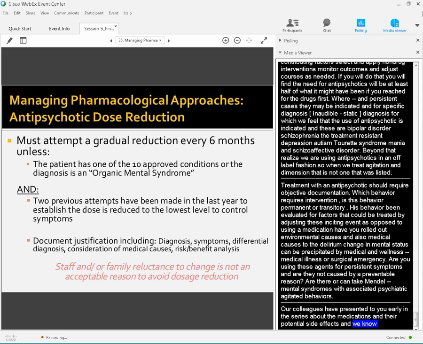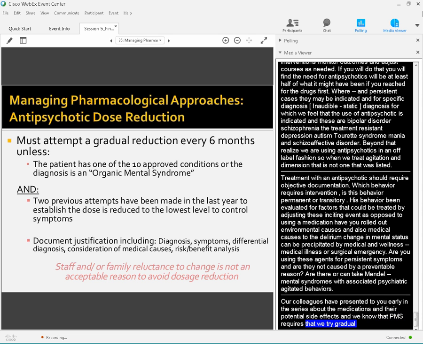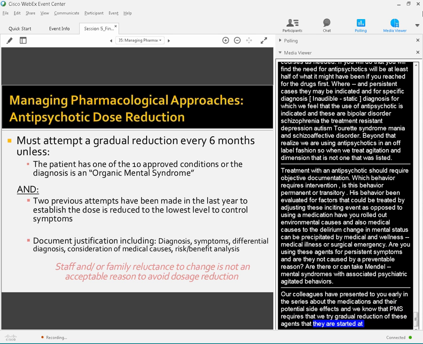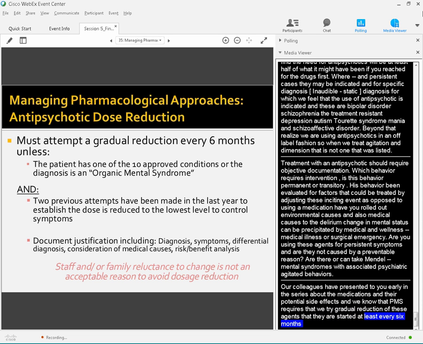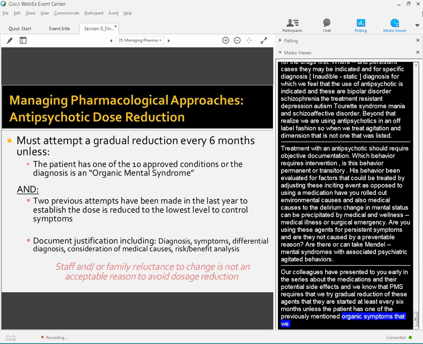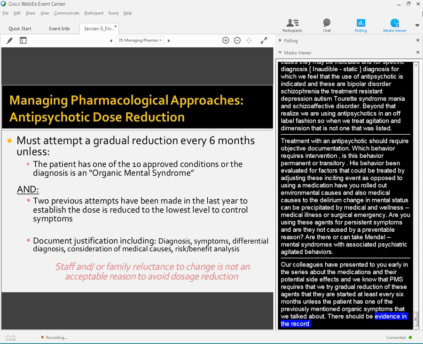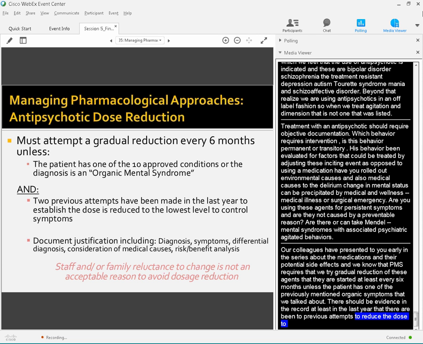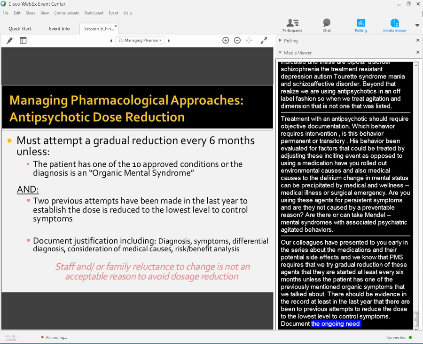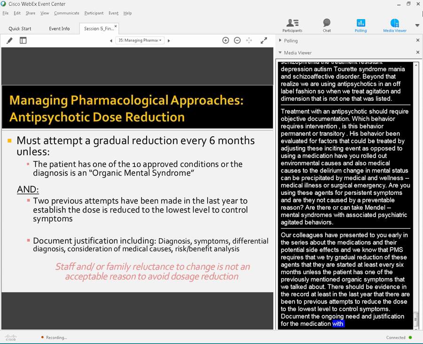And there should be evidence in the record that at least in the last year there have been 2 previous attempts to reduce the dose to the lowest level to control symptoms, and to document the ongoing need and justification for the medication with the diagnosis, the symptoms that are being addressed, and the consideration of other treatments in a risk-benefit analysis.